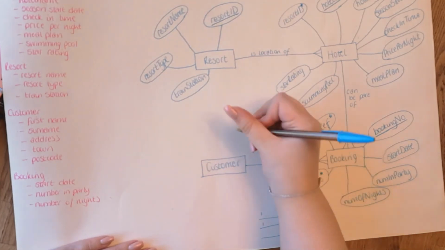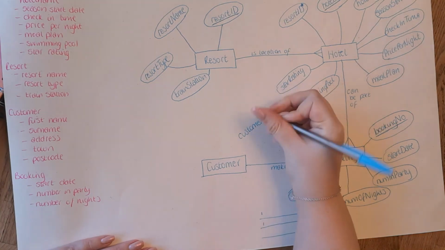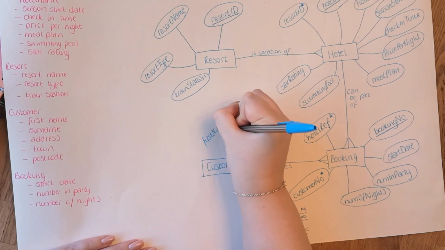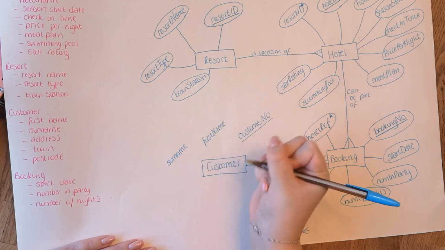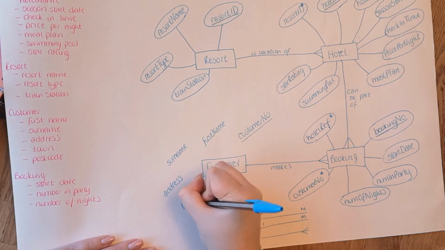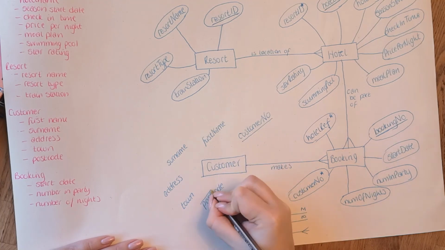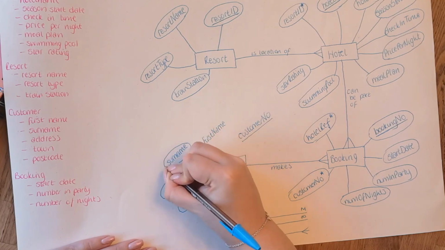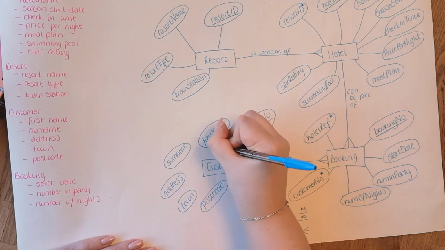And then the last one is your customer. So let's pop customer number first so we don't forget that. That's our primary key. Underlined, and then all the rest of them. So we want first name, surname, address, town, postcode. Bubble, bubble, bubble, bubble, bubble, bubble.